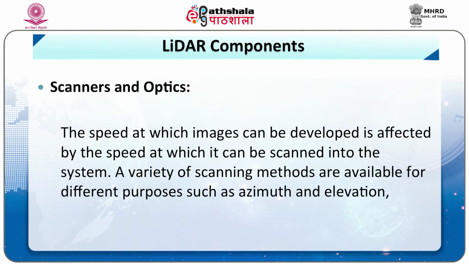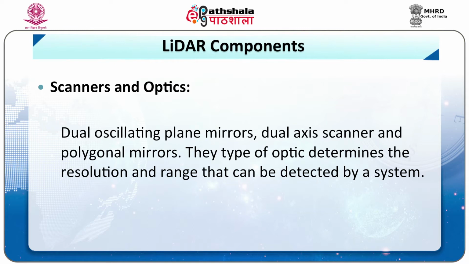The second component is scanners and optics. The speed at which images can be developed is affected by the speed at which it can scan into the systems. A variety of scanning methods are available for different purposes such as azimuth and elevation, dual oscillating plane mirrors, dual axis scanners and polygonal mirrors. The type of optic determines the resolution and range that can be detected by a system.